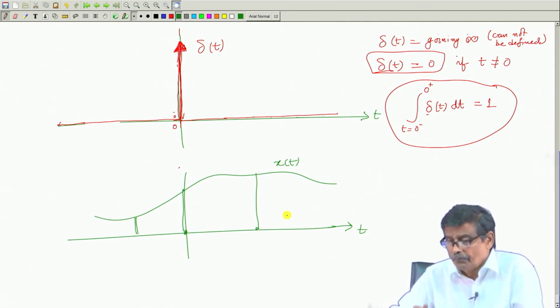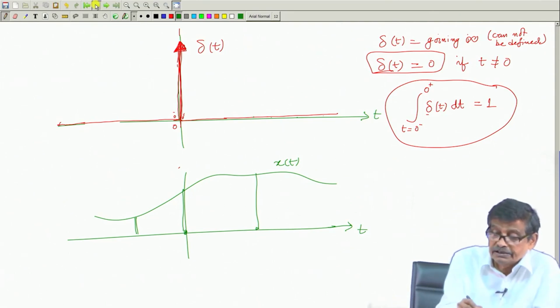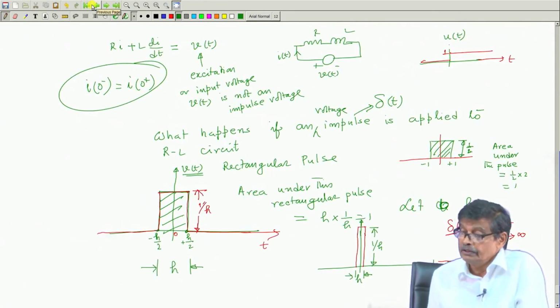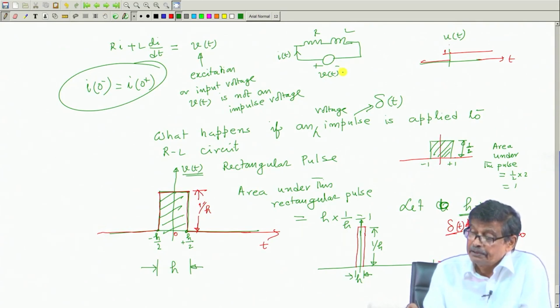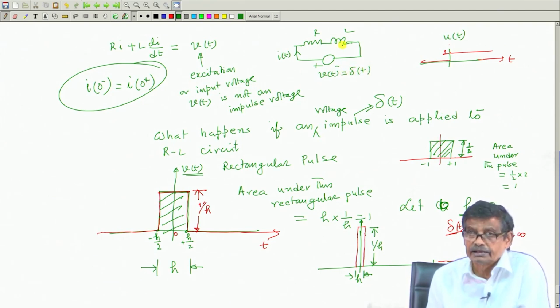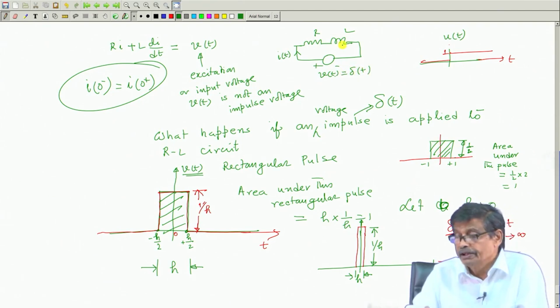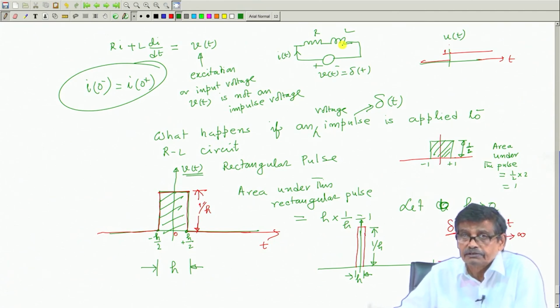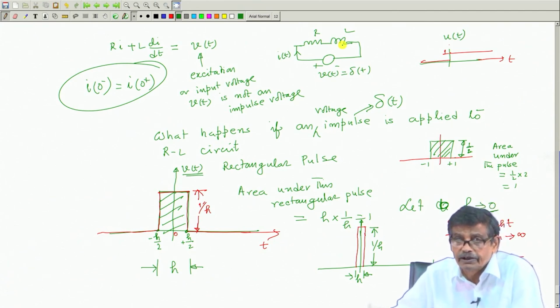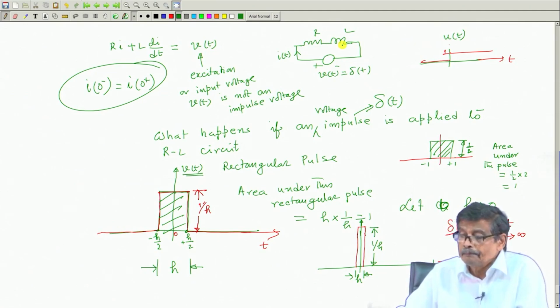On pen and paper, I can of course find it out. For example, in this circuit, as I told you, if V t is equal to delta t, what will be the nature of the current? Can I find it? In the laboratory you cannot do it, because the ideal impulse function cannot be generated. But on pen and paper, no one prevents you.